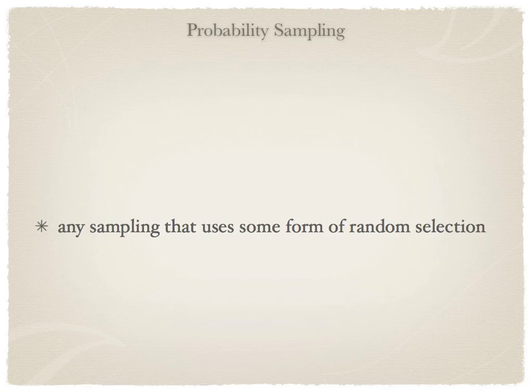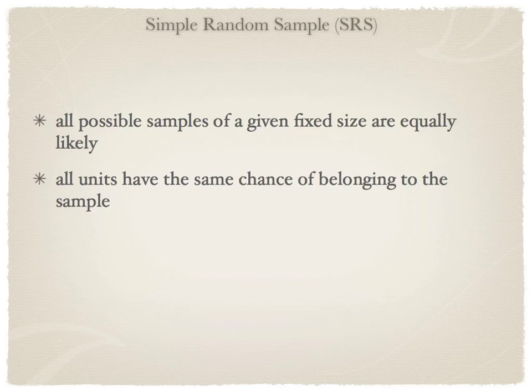Now I'll discuss probability sampling. Probability sampling is any sampling that uses some form of random selection. The first type of probability sampling we'll talk about is a simple random sample, SRS. The criteria for a simple random sample is that all possible samples of a given fixed size are equally likely, and all units have the same chance of belonging to the sample.